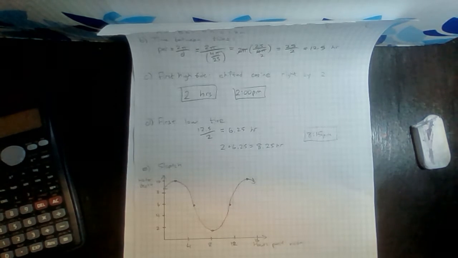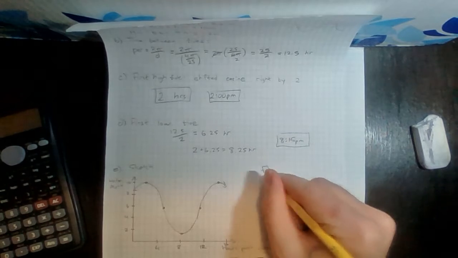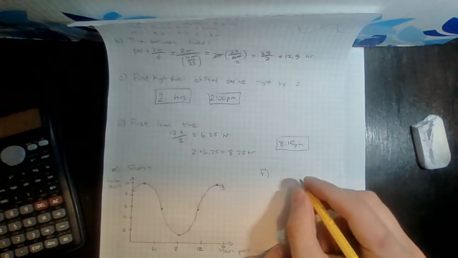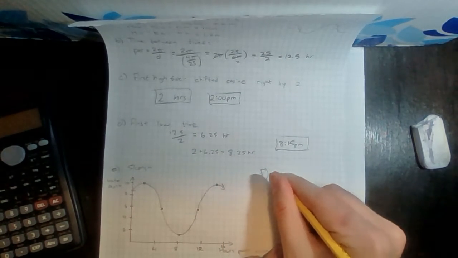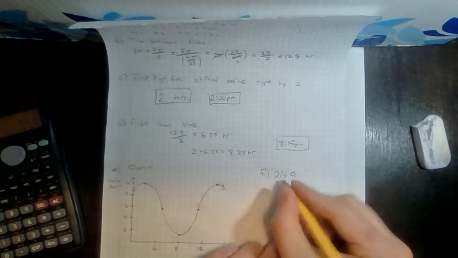F. A particular sailboat has a draft of 2 meters. This means it can only move in water that is at least 2 meters deep. The captain of the sailboat plans to exit the harbor at 6:30 p.m. Can the captain exit the harbor safely? So we need to see what happens at 6:30. What happens at t equals 6.5?